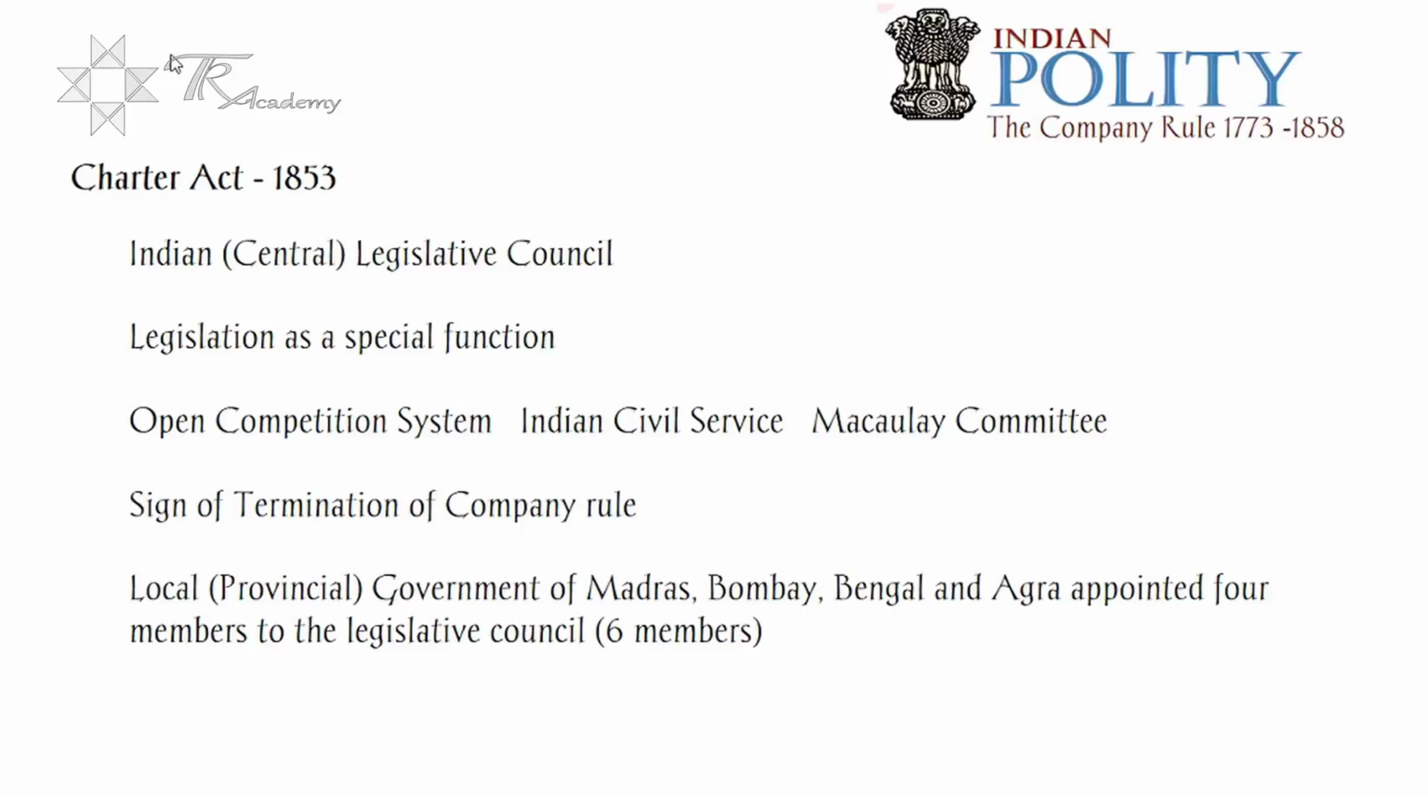Macaulay Committee was appointed in 1854 to oversee the Indian civil service. It extended the company's rule to retain Indian territories in trust of the British Crown without any specific period. This showed a clear indication that the company rule could be terminated at any time as per the Parliament's wish. Among the 6 members of the Legislative Council, 4 were appointed by the local governments of Madras, Bombay, Bengal and Agra.